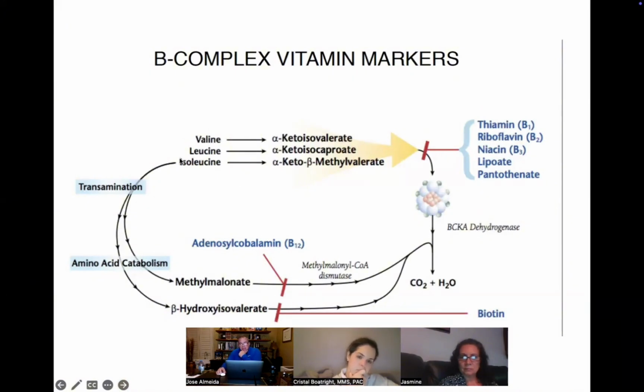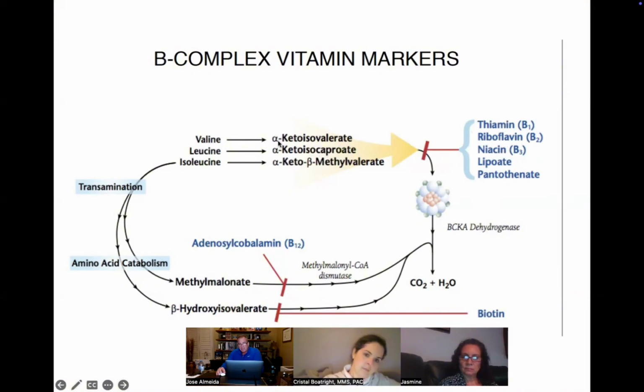Valine, isoleucine, leucine: branch chain amino acids. Their conversions, their metabolites, are alpha keto acids, these three. Valine gives alpha ketoisovalerate, leucine gives alpha ketoisocaproate, and isoleucine has its own. Here are your mostly B vitamins that are required for branch chain ketoacid dehydrogenase to work. Deficiencies will cause a buildup of these keto acids in the urine. This is what we're measuring on the organic acid labs.